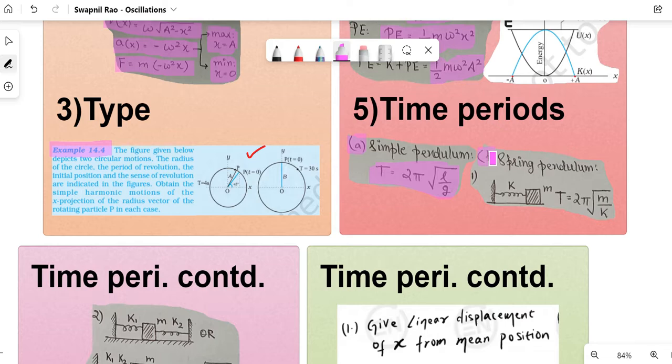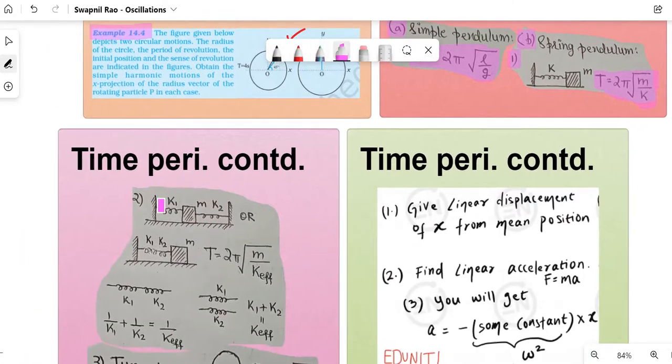Case B will be spring pendulum, under which the first case is when a spring pendulum is like this, where spring constant is equal to k and mass is m. In this case, the time period is equal to 2 pi under root m by k. It's just like how I mentioned above. It's a similar formula.